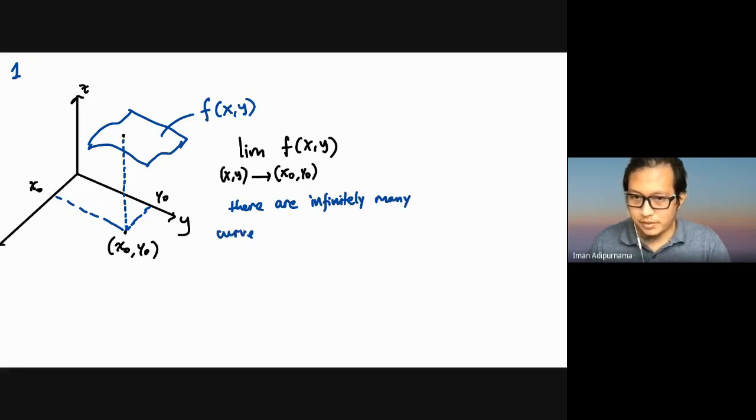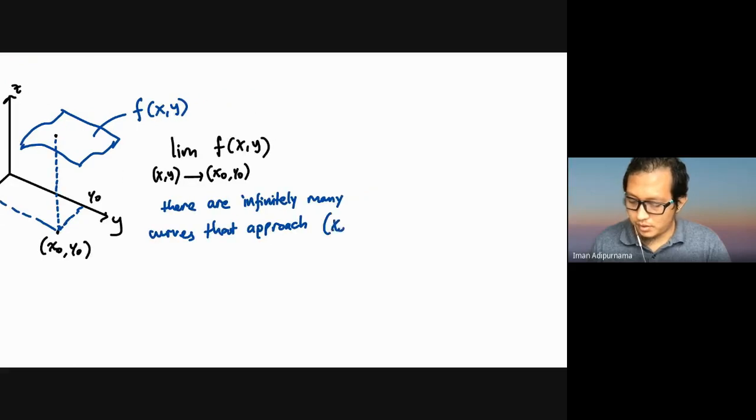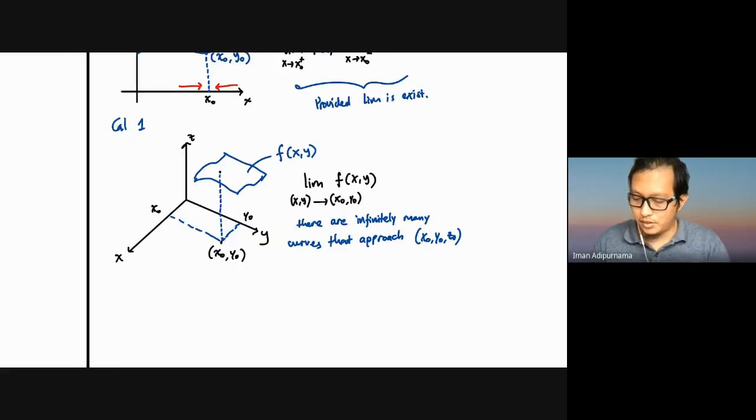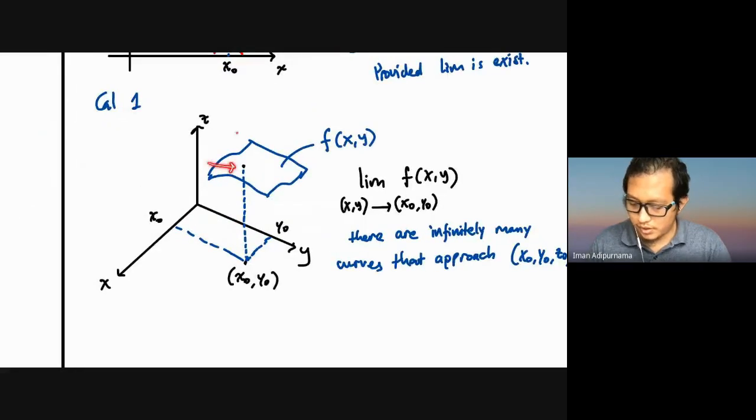Many curves that approach this x0, y0, and z0. Okay. So if you look at here, it's having many, many, many curves that can approach that plane. Okay. Now, how to deal with this?